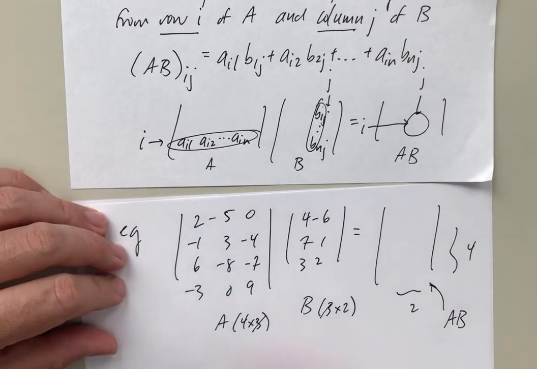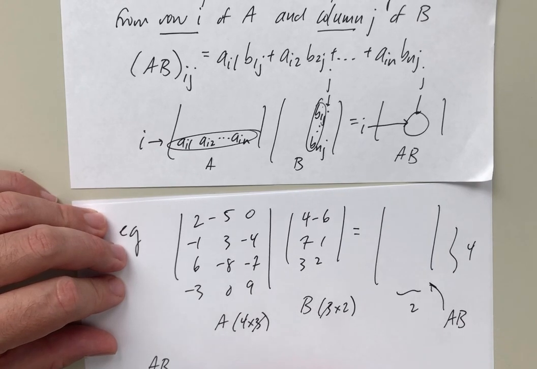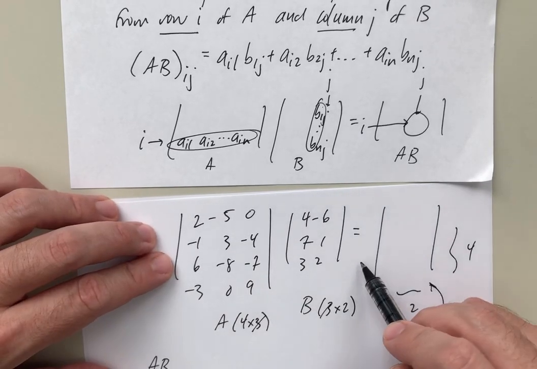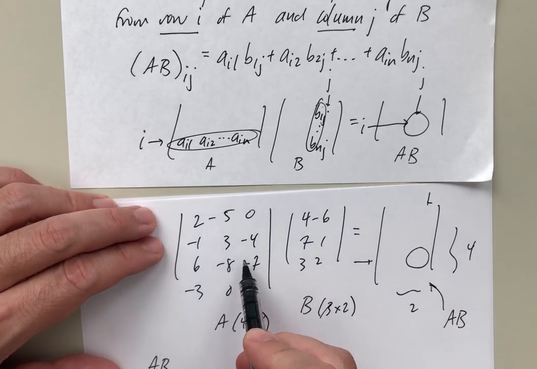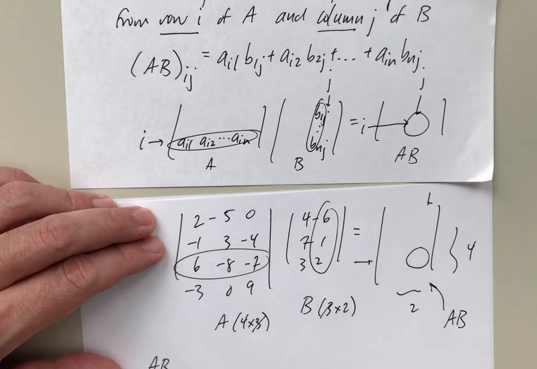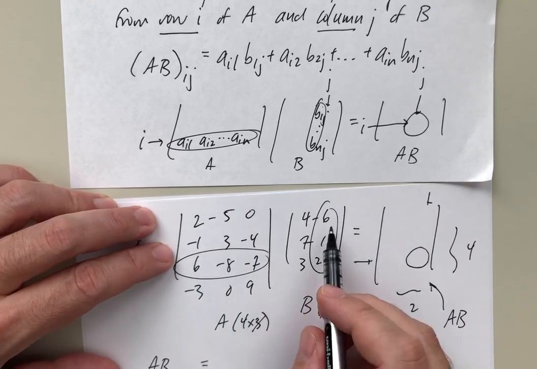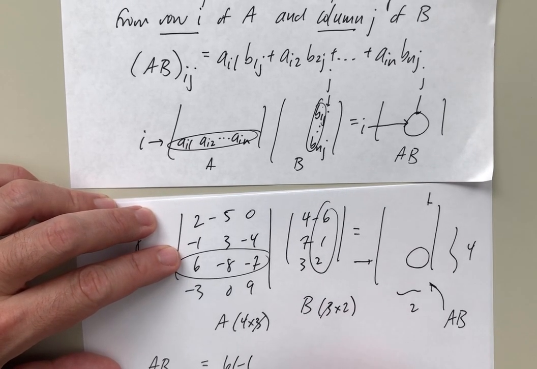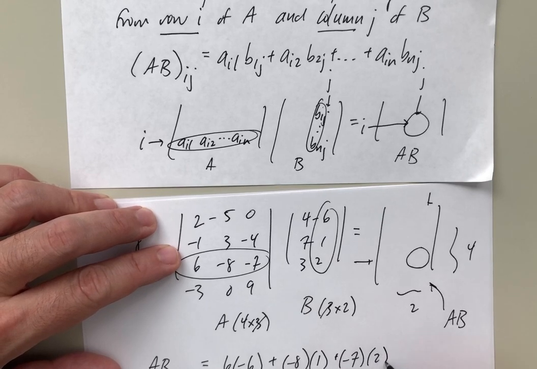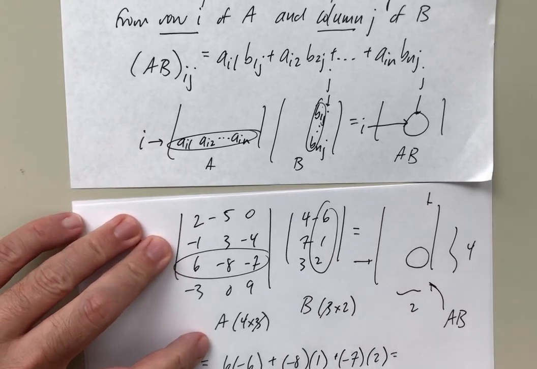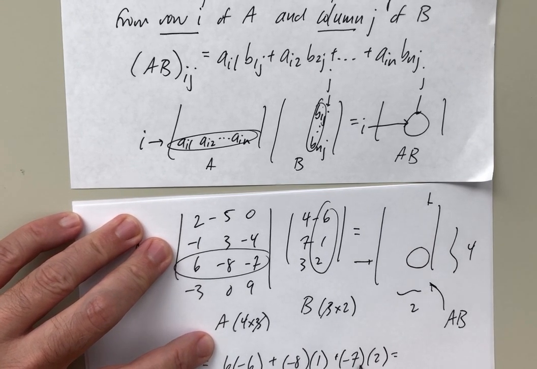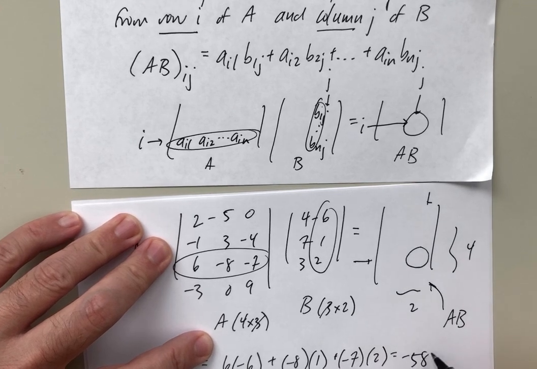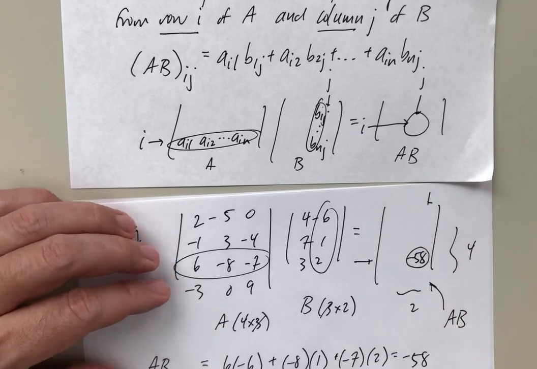So let's say we want AB in row 3, column 2. I want this entry here. So I take row 3 and column 2, and take the sum of the corresponding products. This is 6 times minus 6 plus minus 8 times 1 plus minus 7 times 2, which is a big negative number. This is minus 36, minus 8, minus 44, minus 14. I think that's minus 58, so a big negative number. Let's do maybe one more.